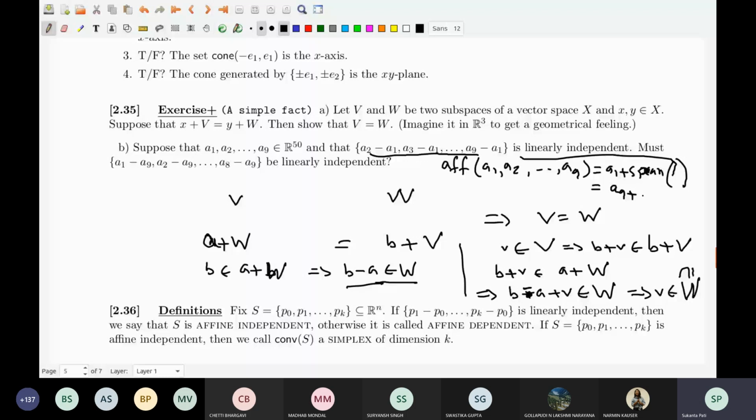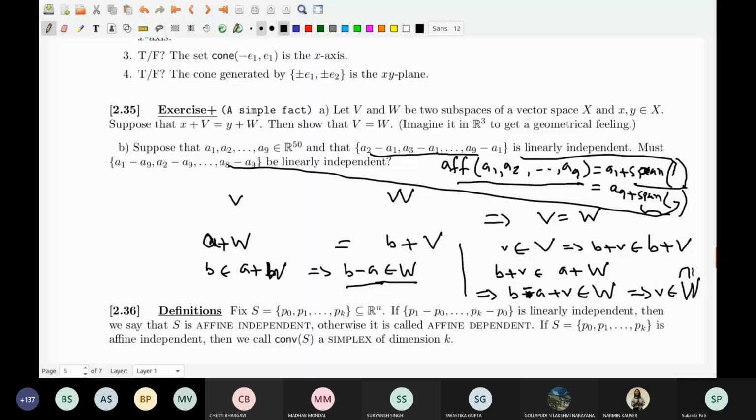This is the collection of all affine combinations of A1, A2, up to A9. It is given, fixed. Everything. Now you are saying this is a translation of this one, and somebody else is saying, no, I got it by considering this and taking a translation by an amount of A9. But then that item A says, if I have A plus W is equal to B plus V, then V is equal to W. Then in that case, these two sets have to be the same.